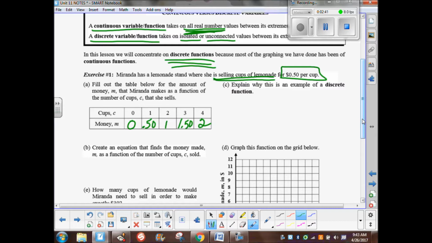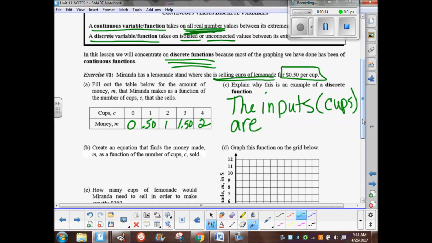So this function, the inputs are only going to be integers. Even if she sold partial cups, say half a cup, where she didn't fill it all the way up, there still would be amounts that she wouldn't sell. So we still have the inputs, which are the cups. It says integers, but I would venture to say they are what type of integers? Positive. Do we sell negative cups? No.